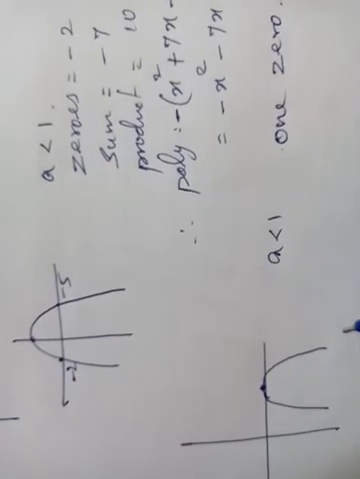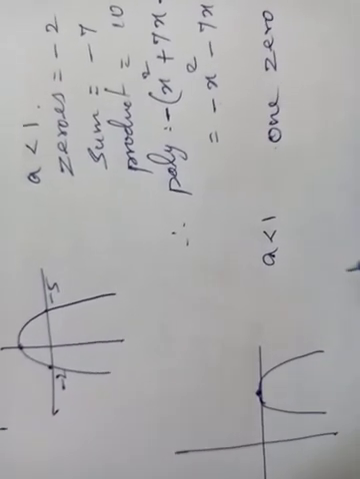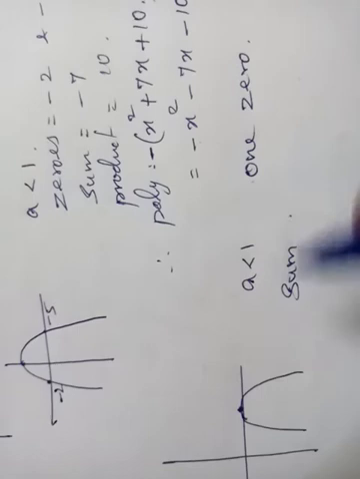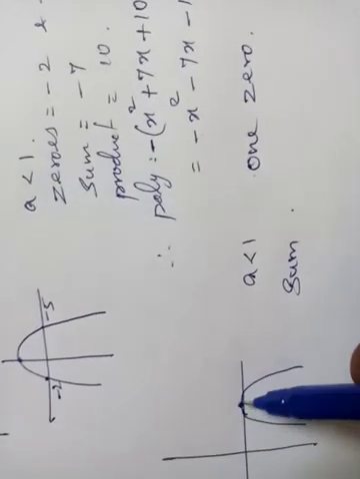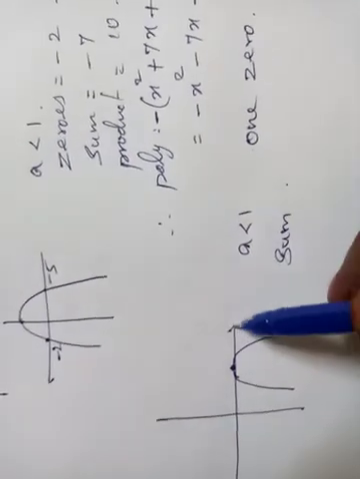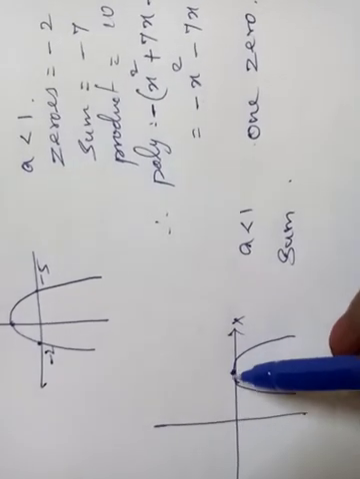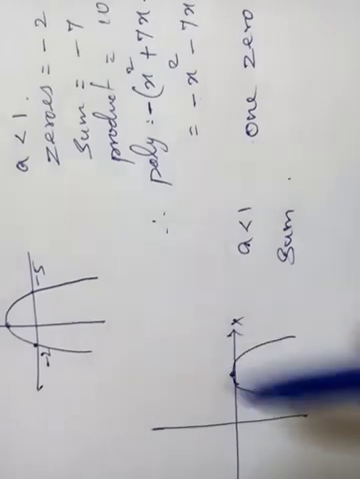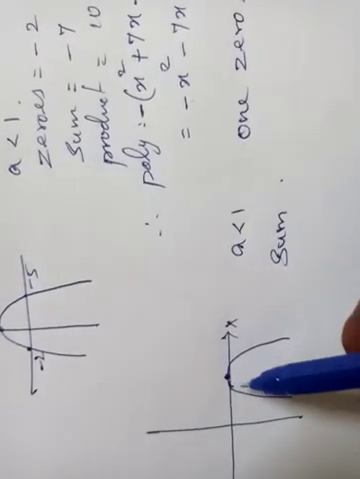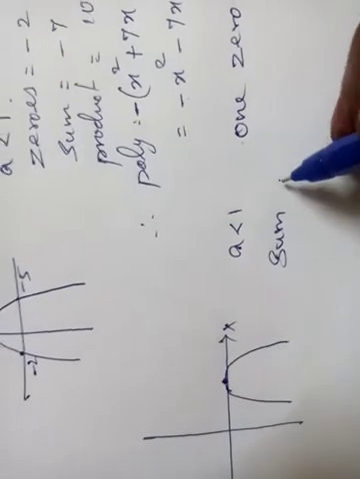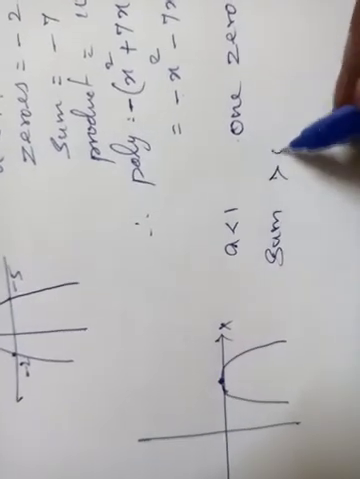Okay, now what do you think about the sum of the zeros and the product of the zeros? The sum of the zeros, both are positive roots, correct? See that this is the x-axis, therefore the zeros are on the right hand side. So positive zeros are there. If you add these two zeros, definitely it will be positive. So sum is greater than 0.